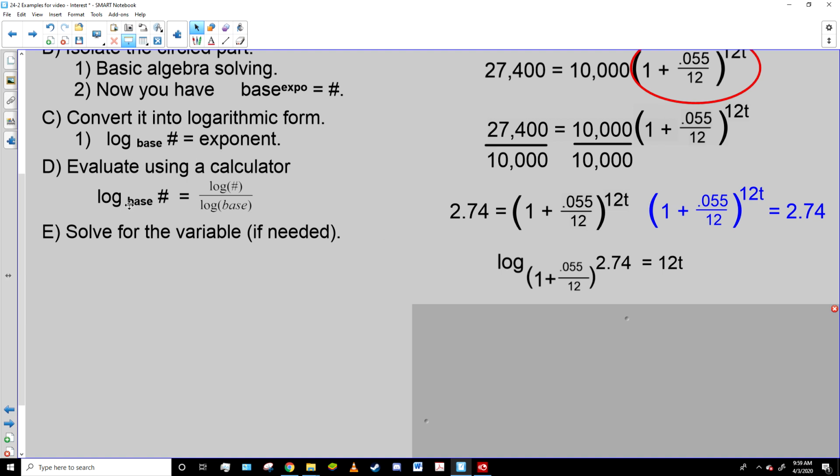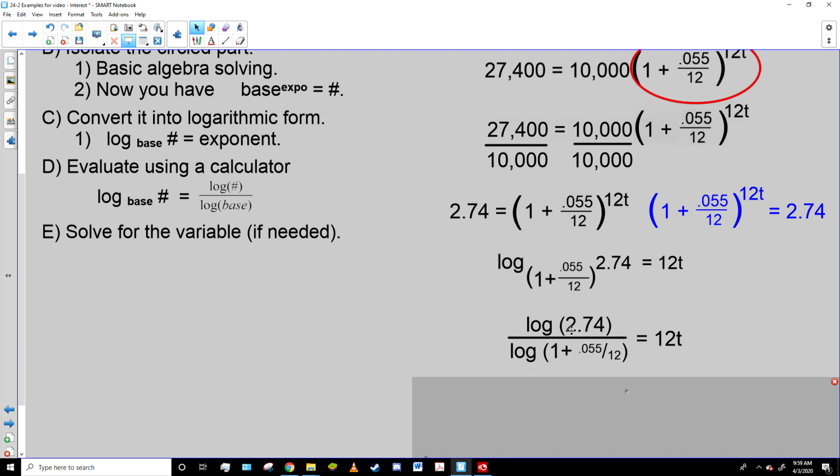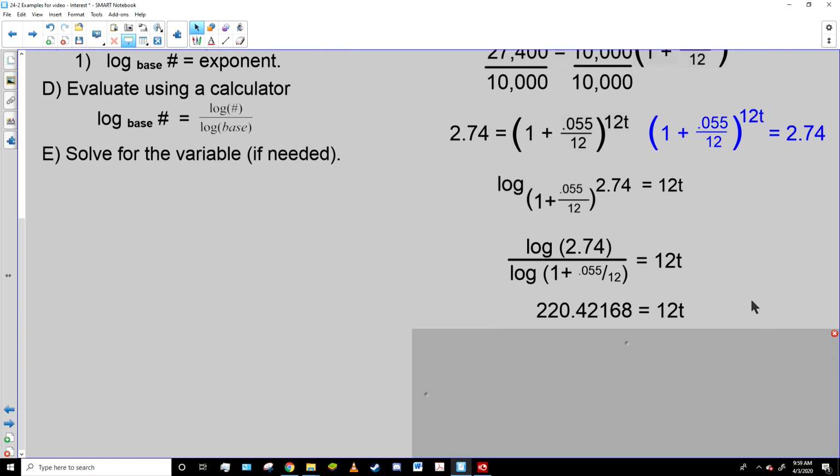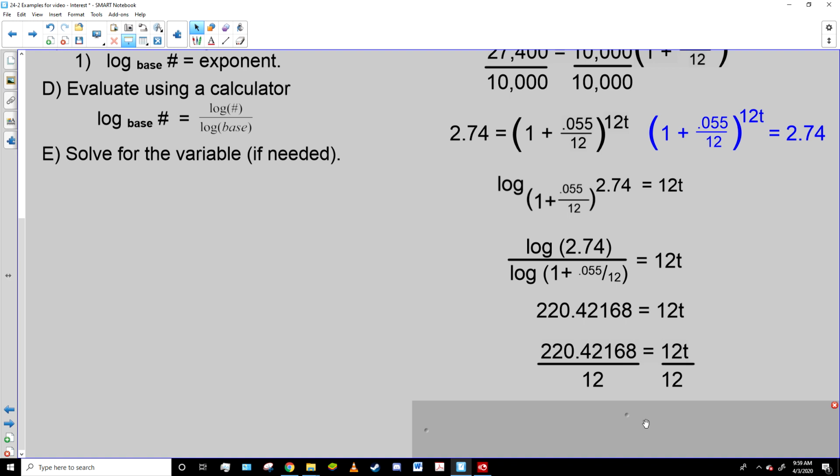I'm going to now evaluate that log by doing the change of base formula, which is log over log of the base. And the base is the parentheses part. So log of 2.74 over log of that parentheses part equals 12t. I use my calculator, and I find out that log over log is 220 point something. It equals 12t. Unfortunately, I have not solved for the variable. The last step is, if needed, solve for the variable. So how do you get rid of the 12? Divide by 12. And so my final answer is 18.3685, but they said the nearest tenth of a year, so 18.4 years. And there you go.